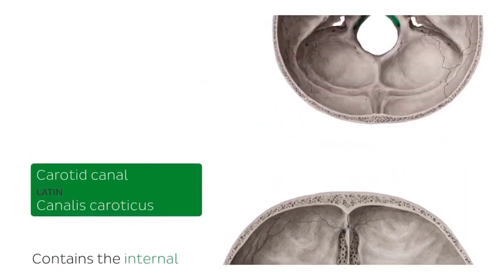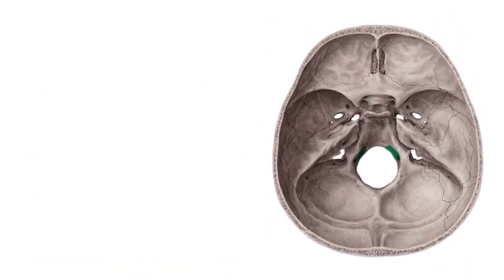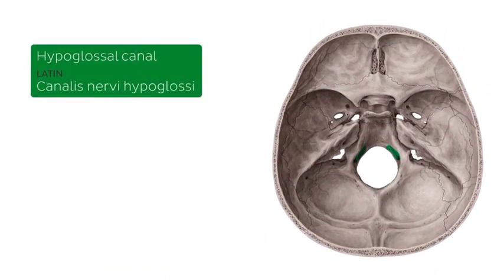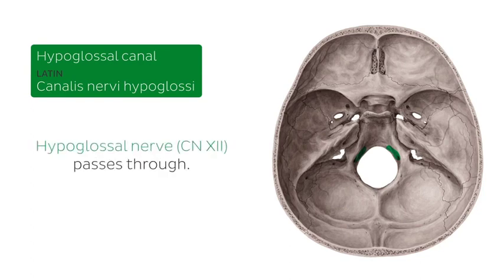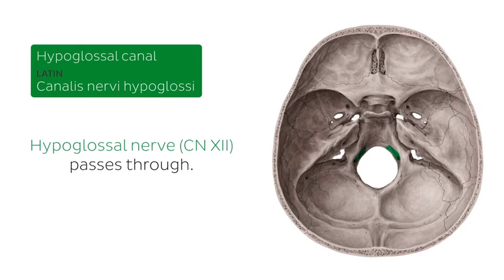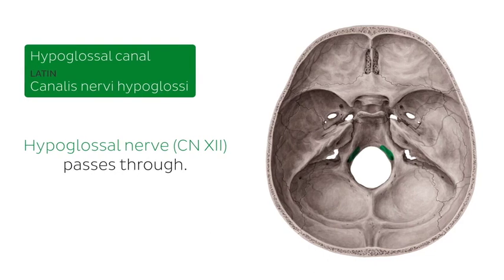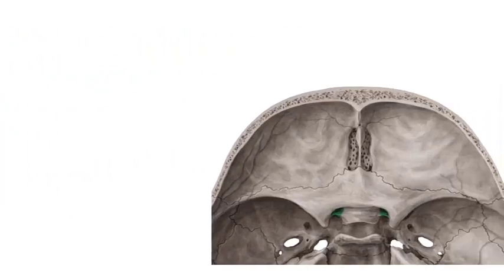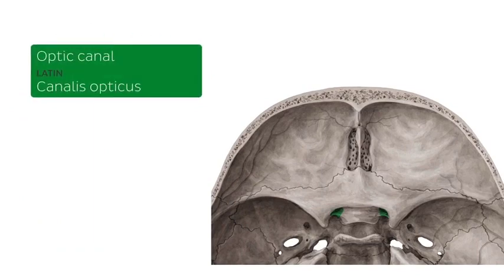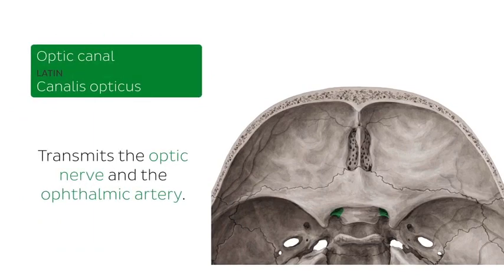Moving on to the next structure here highlighted, this is known as the hypoglossal canal. This canal is a bilateral opening located in the occipital bone lateral to the foramen magnum. And the hypoglossal nerve will pass through this canal. Another canal that we're going to be highlighting here is known as the optic canal, which transmits the optic nerve and ophthalmic artery. From this aspect, we see the opening of the optic canal on the sphenoid bone.